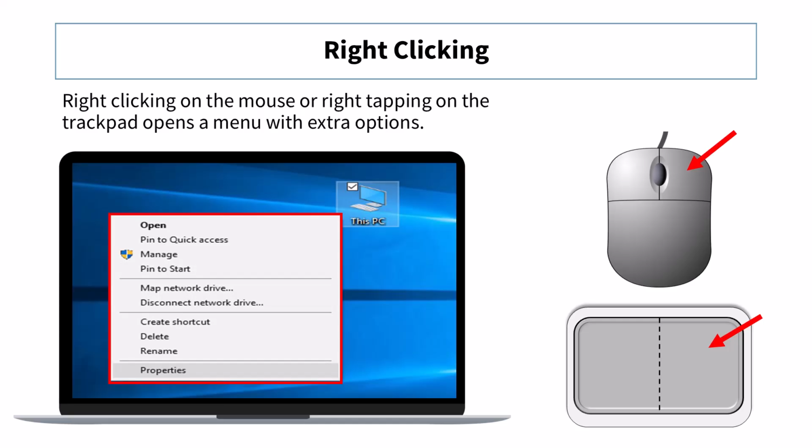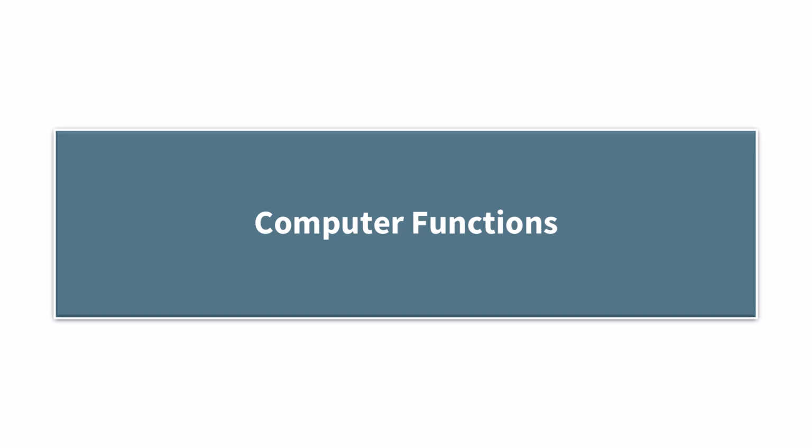As shown in the images of the mouse and trackpad, right-clicking or right-tapping opens a menu with extra options, such as the options displayed in the image of the pop-up window shown below. Next, we need to look at some of the most frequently used functions of the computer.